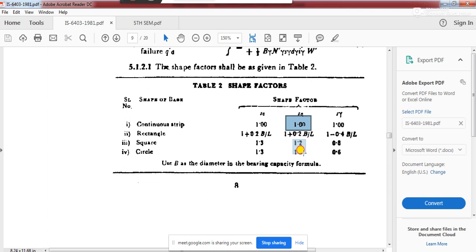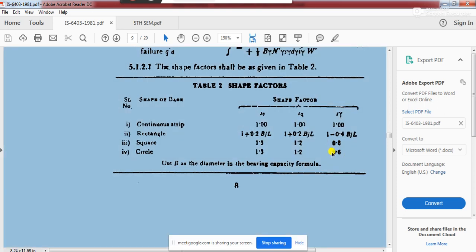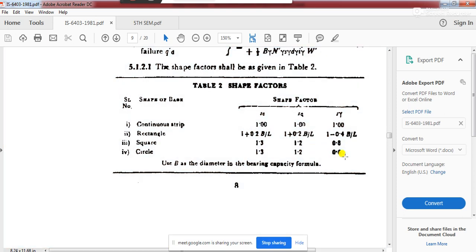For square and circular, the SQ value is 1.2. The SC value for square and circular is 1.3. The only difference you notice between them is in S gamma: it is 0.8 for square, and S gamma is 0.6 for circular footing. You will have to remember these values and formulas. There is no other way. Shape factor values you must remember, okay?